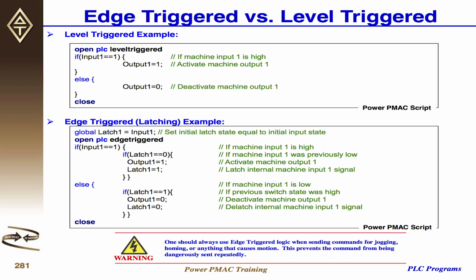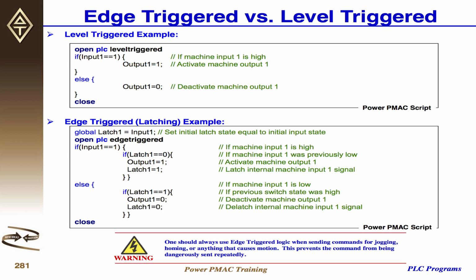So there's level-triggered logic and edge-triggered logic. Level-triggered means as long as a condition is true, continue to execute this block of code, which is fine for simple things like setting variables. Like in this case, say as long as machine input 1 is high, we'll set output 1 to 1. And if it's low, we'll set output 1 to 0.